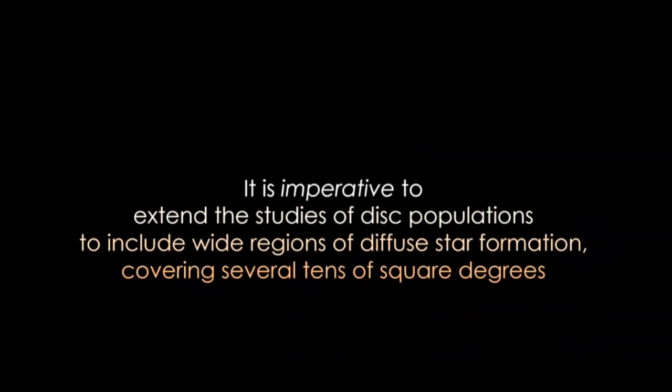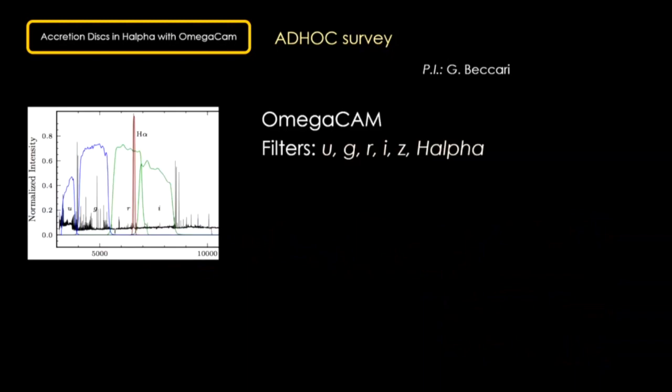We thought it was imperative to extend the studies of this population to include a much wider region of diffuse star formation, covering several tens of square degrees around those star-forming regions. This is what motivated Giacomo Beccari and his colleagues to do the ad hoc survey, which studies accretion disks in H alpha with OmegaCam. It was done with OmegaCam using these filter sets: basically u, g, i, H alpha, and also the z band.